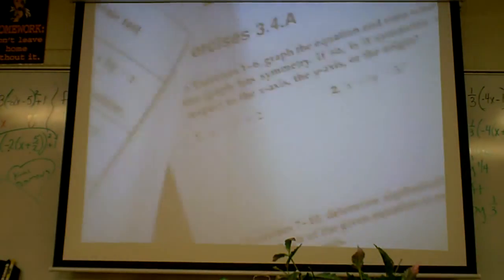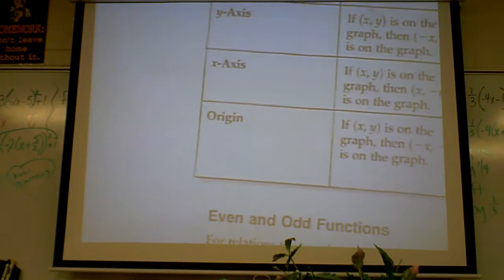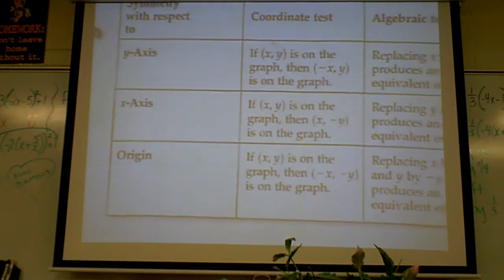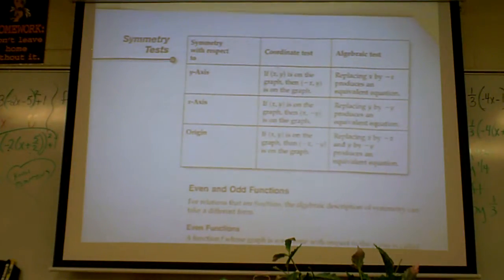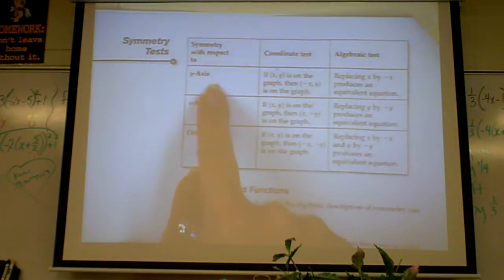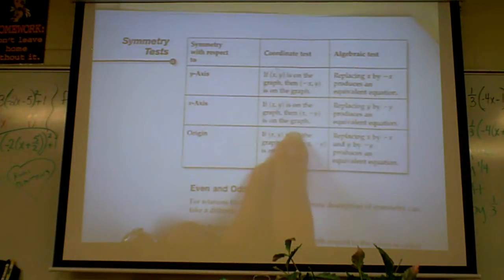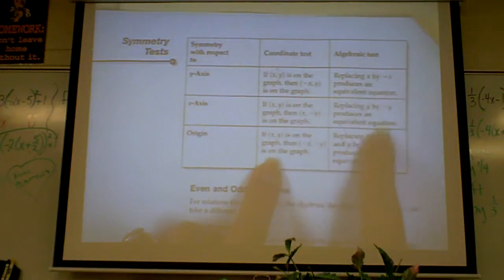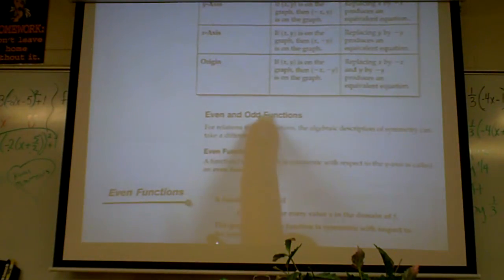Let's do some. If you just look at the back page, it's everything that I already said. It's a little chart, a summary of what we just did. In the one column, it asks you symmetry to what? The x-axis, the y-axis, or the origin. Then how to coordinate test it, what you do for each case, and algebraically what you do. So this is just a summary. And I already explained to you what even and odd means.